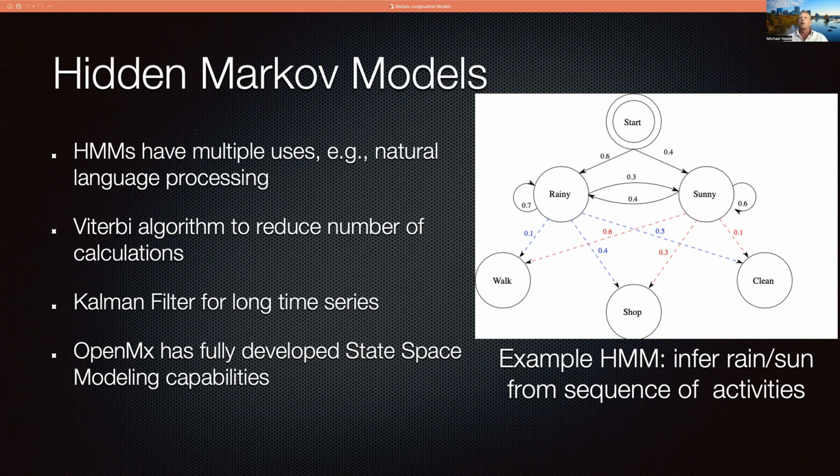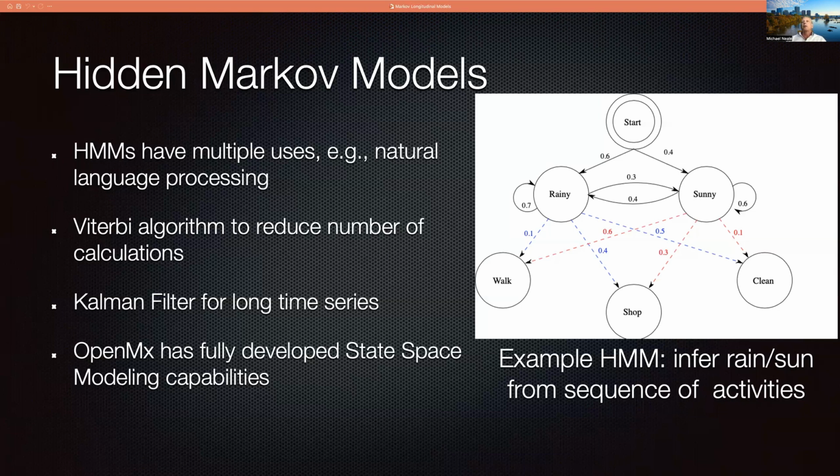So this particular hidden Markov model here is saying that if it's rainy, I've got a 10% chance of going for a walk, 40% chance of going shopping, and 50% chance of staying home and cleaning. Whereas if it's sunny, I would have a 60% chance of going for a walk, 30% chance of going shopping, and 10% chance of cleaning. And it's possible to aggregate data over multiple occasions in order to estimate the probabilities that any particular day would be rainy or sunny, just given this sequence of time series of walking, shopping, and cleaning behaviors.